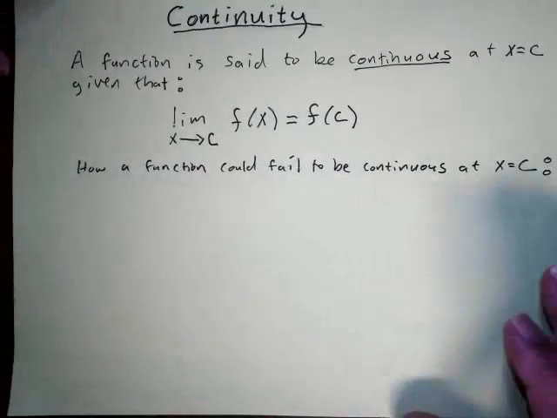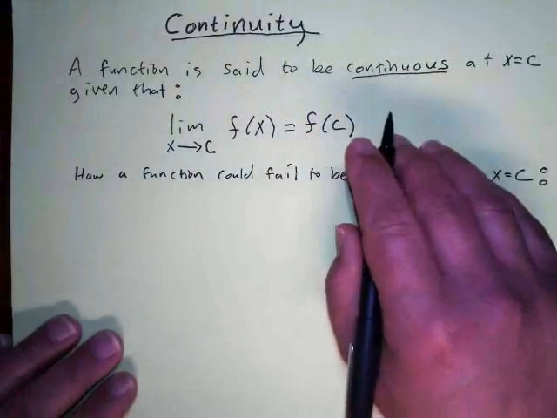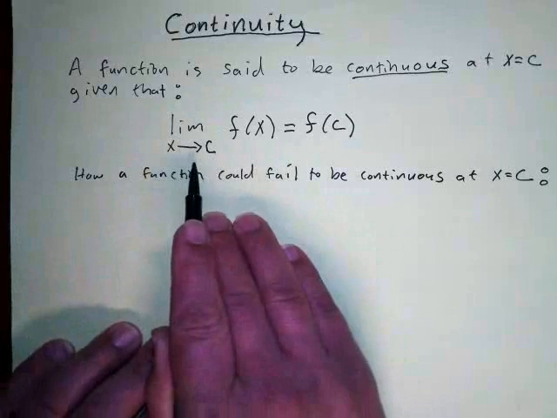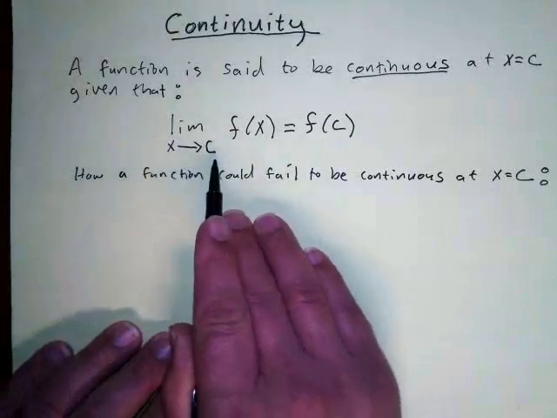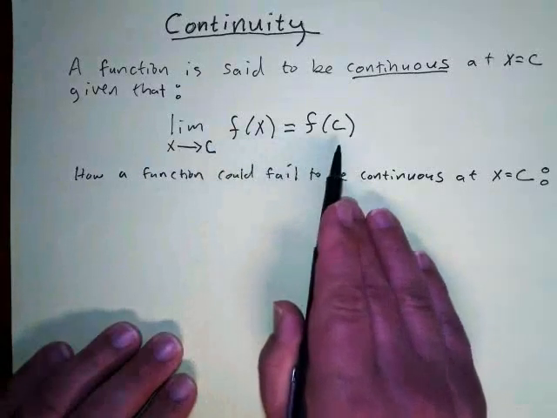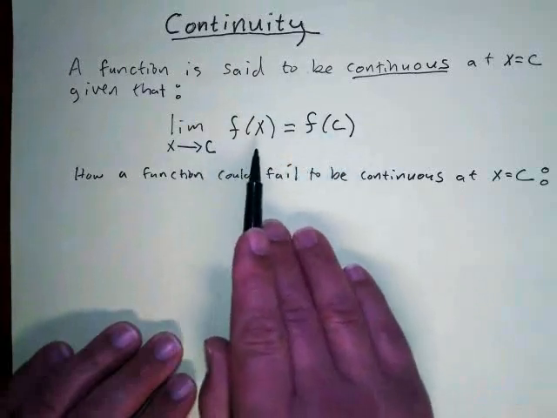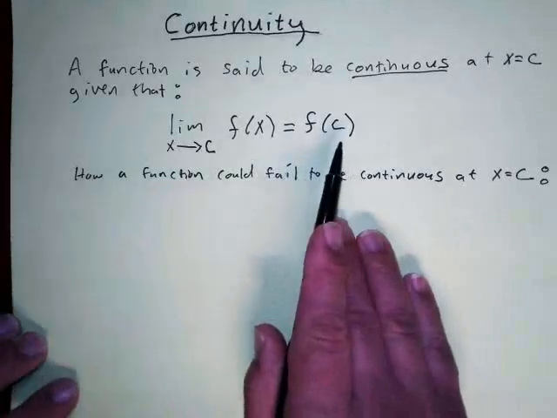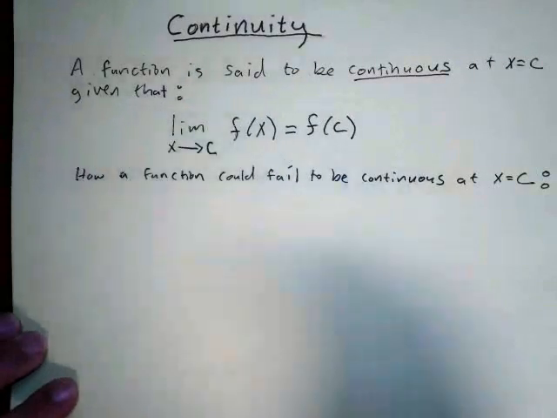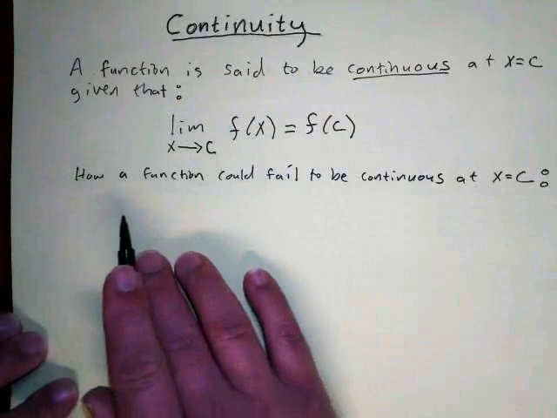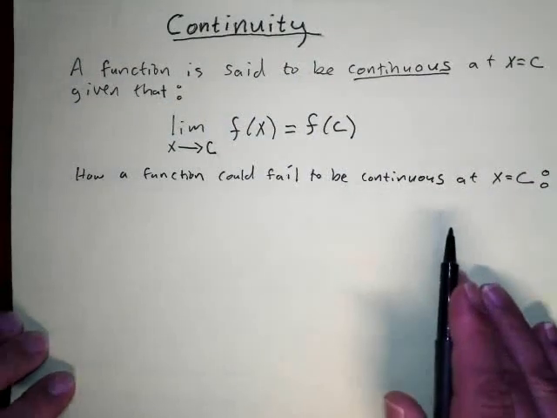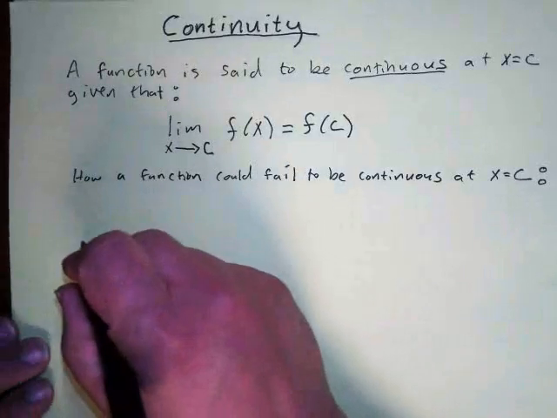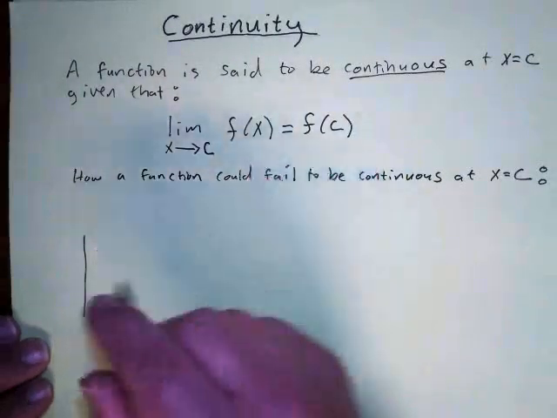a continuous function. So a function is said to be continuous at x equals c, given that the limit of f of x as x approaches c is equal to f of c. So in other words, the graph is approaching the actual value of the function at that point. So a good way to really understand this definition is to look at the different ways that a function could fail to be continuous. So one way is if the function does not have a limit.